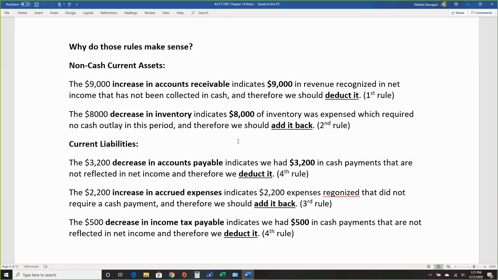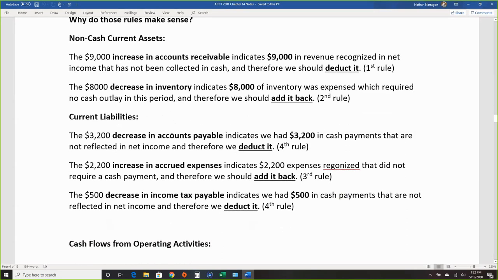So, the reason why we do these is, again, for accounts receivable, which increased by $99,000. This is revenue that we've recognized for credit sales, but we haven't collected the cash. So there's no real cash moving. This is why we deduct it. Inventory, again, shows a decrease. This is already expense, which requires no cash outlay. So mostly all we're doing is getting rid of stuff that we recognize on an accrual basis that doesn't have any cash movement. That's why we're doing what we're doing.